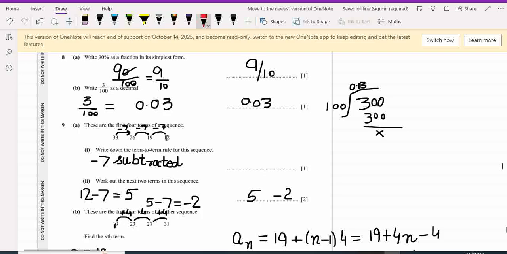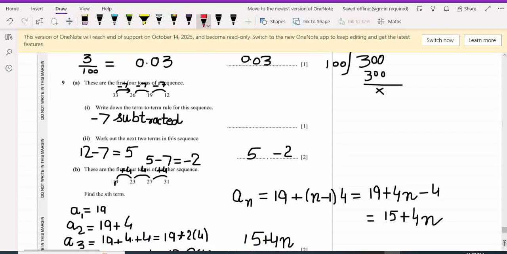So I already told you, in our next term we subtract 7 from 12. So 12 minus 7 is 5. Then here is 5. Then the next term after 5 will be 5 minus 7. 5 minus 7 is -2. So the next two terms are 5 and -2. That's it.